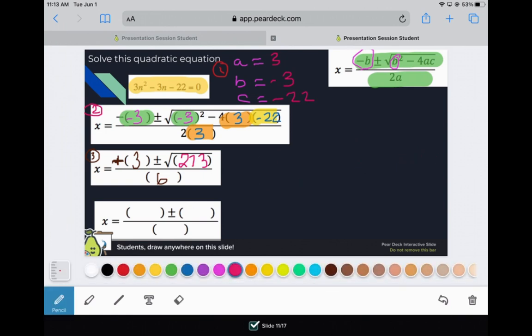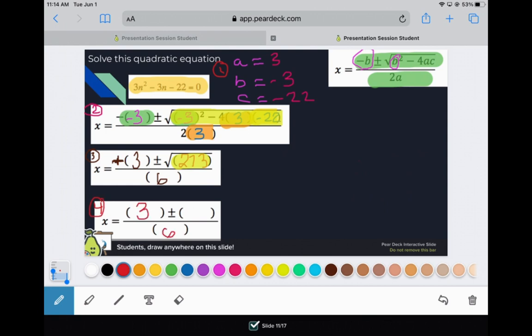So basically what you need to do, right here, the entire thing, you just simplify that and put it in your calculator: negative 3 to the second power minus 4 times 3 times negative 22. That will give you this. All right, one thing that I want to check is the square root. So I'm going to move on to step 4. This is 3. This is 6.